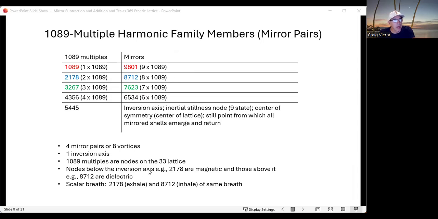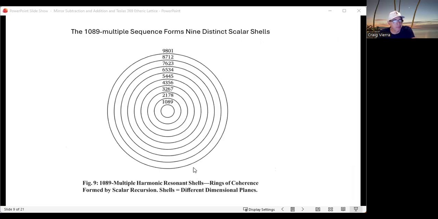And if you look at the nodes, if you are below the inversion axis, which is the 5445, an example of this would be 2178. It's magnetic, and those that are above it are dielectric. So you can see this is actually a mirror pair that you're seeing here. You can also think of this as scalar breath, with 2178 being magnetic, the exhale, and then 8712 being the inhale of the same actual breath.